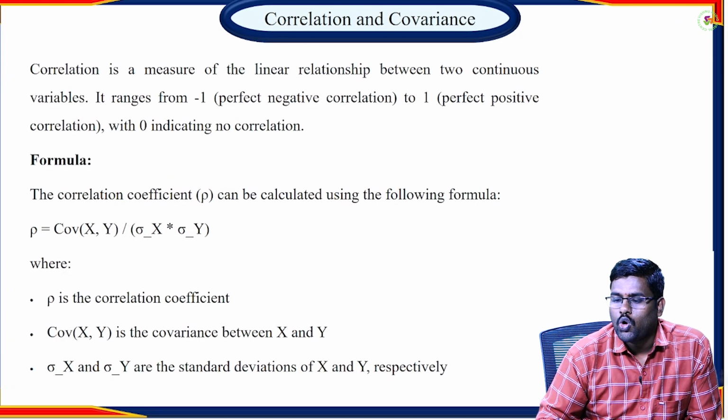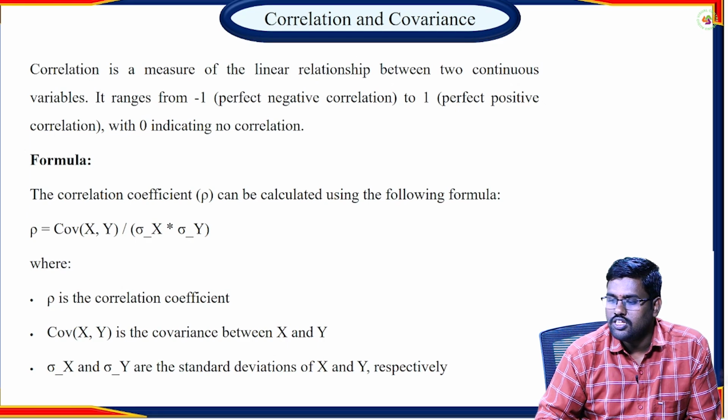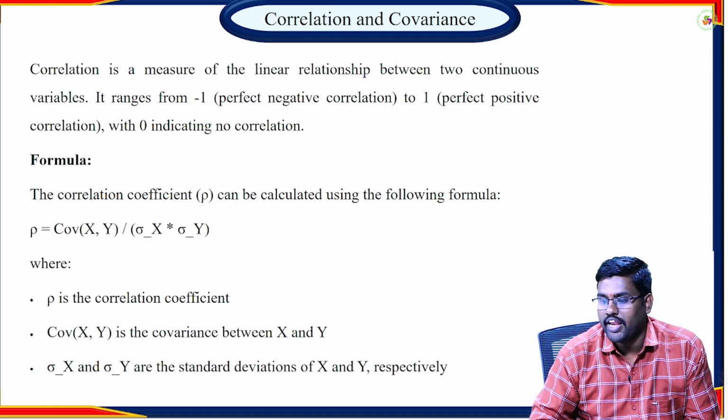Next one is correlation and covariance. Correlation is a measure of linear relationship between two continuous variables. For two continuous variables, a value like 0 or minus 1 indicates, in the sense of no correlation, that there is no relation between the particular values available in the given graph.